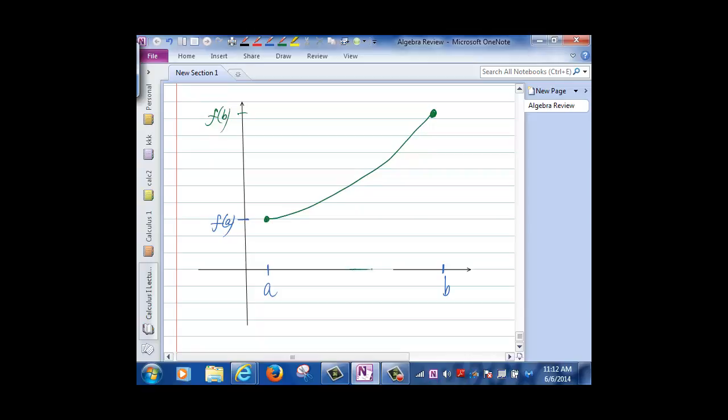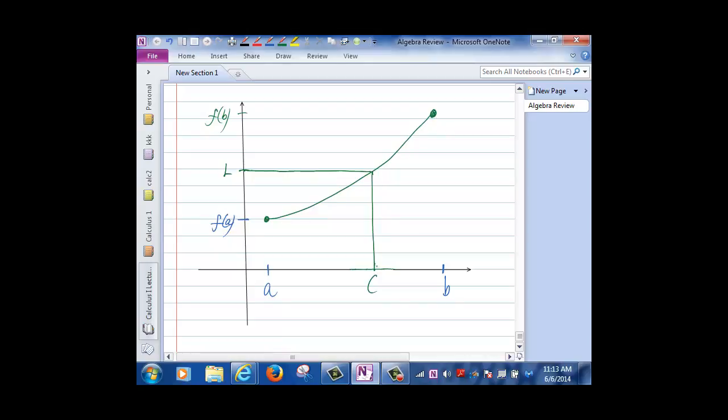And now if I pick any number L in between f of A and f of B, then there is a number C in between A and B where the value of the function is L, right? That's what we are saying. So if you have a function f which is continuous on an interval from a to b, and L is a number between the value f of a and f of b, then there is a number c for which f of c is the same as L. Is everybody doing okay with that?